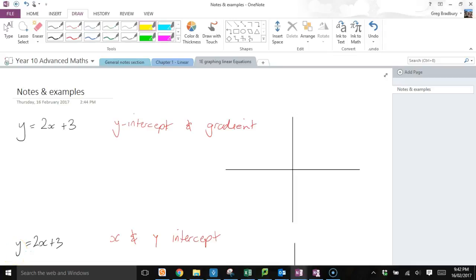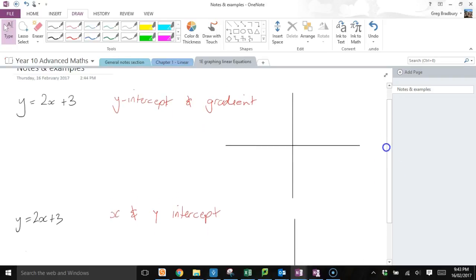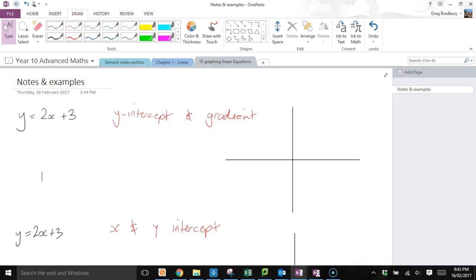Okay, so I just wanted to go over some of the notes from 1E, graphing linear equations. The first concept was how to draw or sketch a linear equation. There are two ways: the y-intercept and gradient method, and the x and y-intercept method. I'll go through both of these if you missed what we did today.